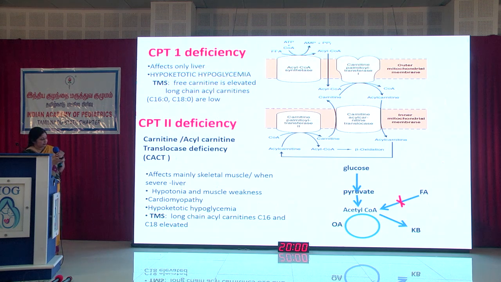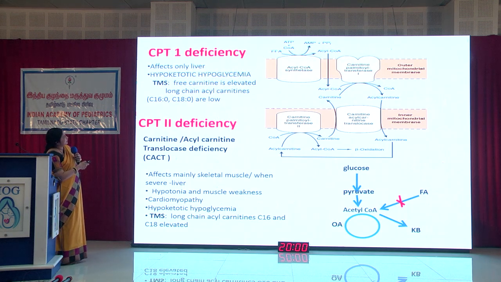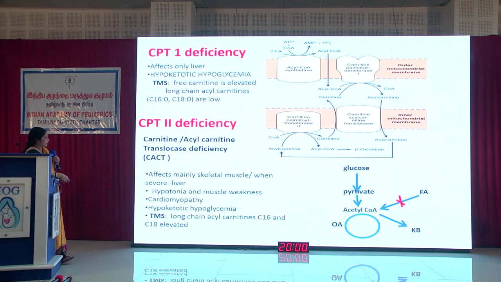Carnitine deficiency. CPT1 deficiency affects only the liver, which leads to hypoketotic hypoglycemia. So on TMS, what do you find? Free carnitine levels are elevated and the acyl carnitine levels are decreased. You are aware of this pathway. Whereas in CPT2 and translocase deficiency, it affects skeletal muscle and causes hypotonia and muscle weakness, and the TMS finding is elevated long chain acyl carnitines.